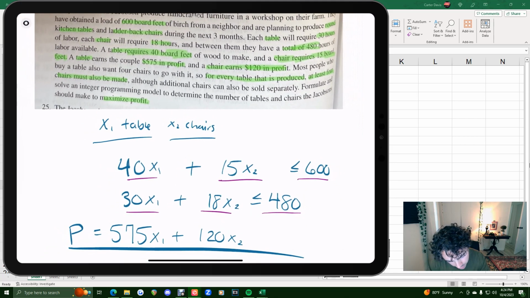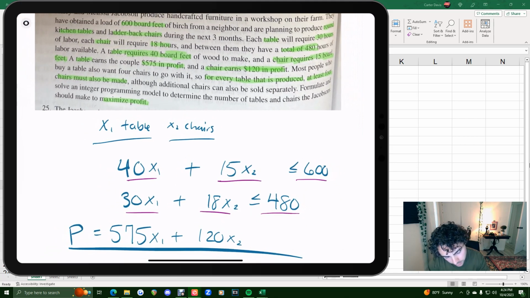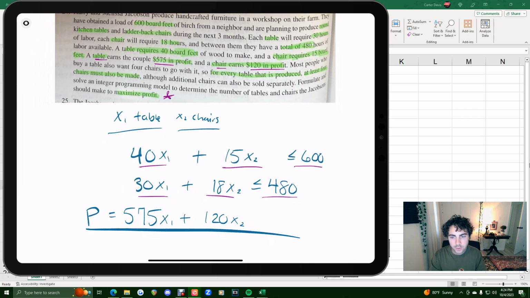Next, the profit. We're trying to maximize profit, and they tell us that we get 575 in profit from each table and 120 in profit from each chair. So simply 575x1 plus 120x2.